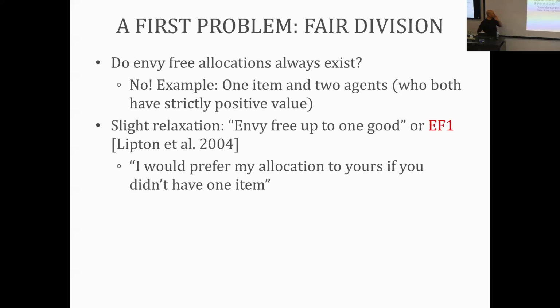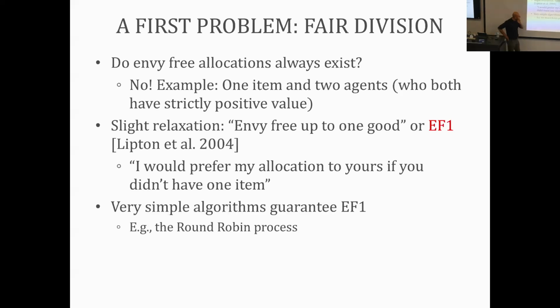This was defined in 2004. That roughly says, well, I might envy your bundle, but if I could go and break one of your items, I would be happy. It's a theoretical experiment. And the good thing about EF1 is that very simple algorithms guarantee it. For example, the round robin process. If you put all the items in the middle, and agents take turns picking their favorite of the remaining ones again and again, the final allocation would be EF1.